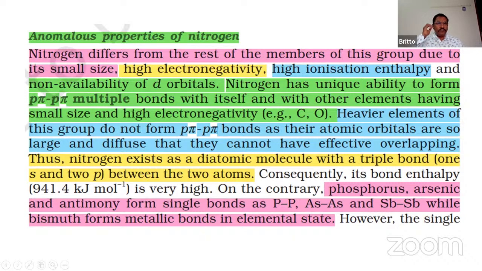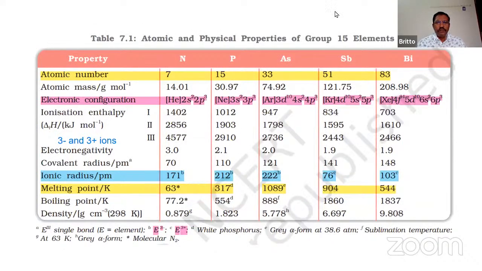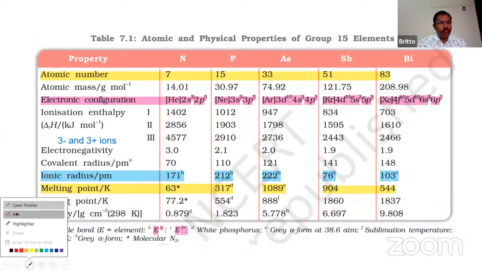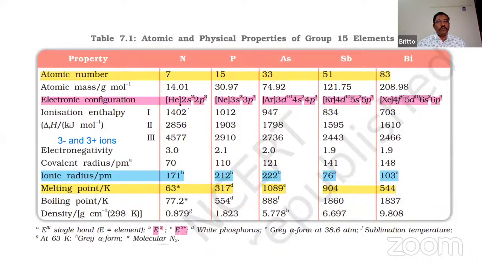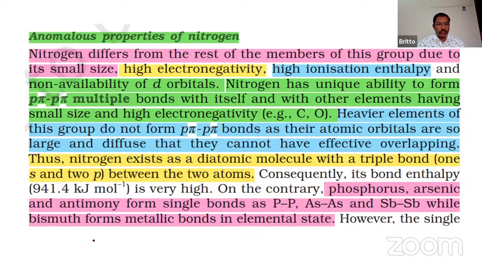So in the anomalous properties of nitrogen, the first element nitrogen differs in the following four properties. Size: the size of nitrogen is small, and its electronegativity is higher compared to the other elements of the group. It has high ionization enthalpy, and non-availability of d orbitals. If you look at the table here, nitrogen has an ionization enthalpy of 1402, pretty high compared to others. So these four factors are responsible for the anomalous behavior of nitrogen.